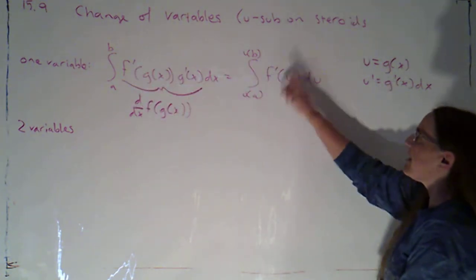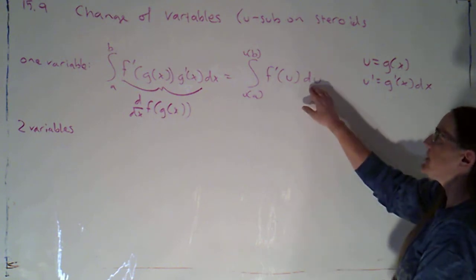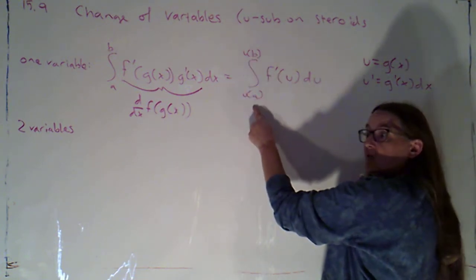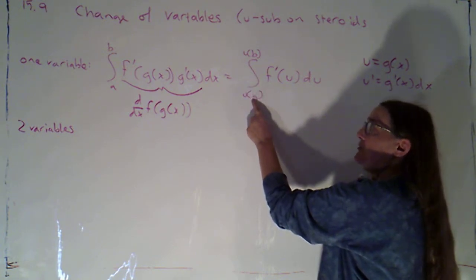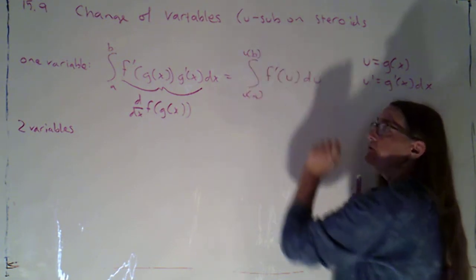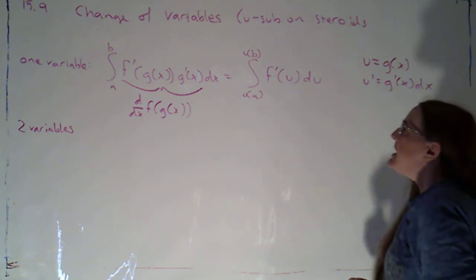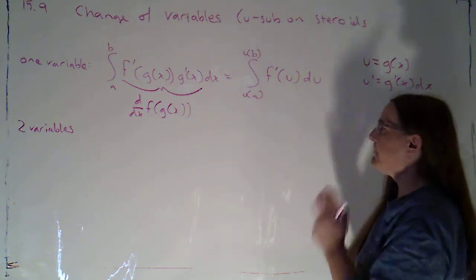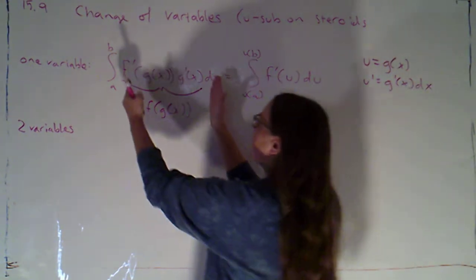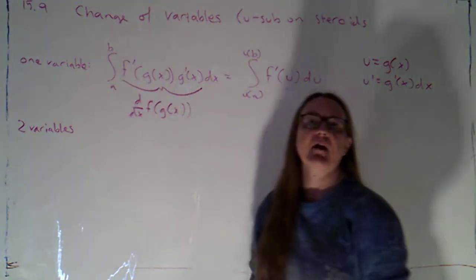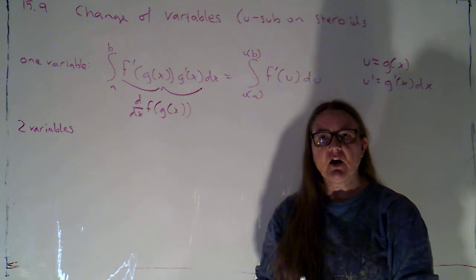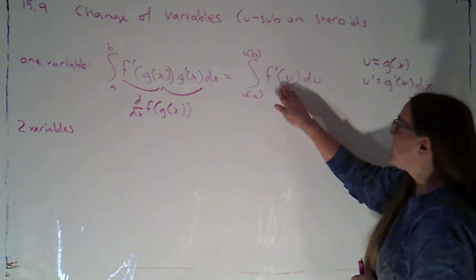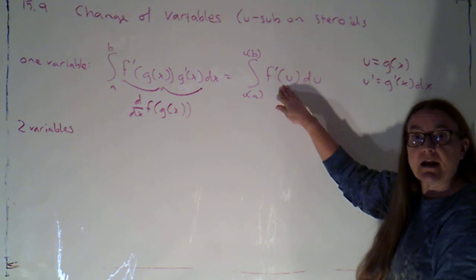So just the f prime of u with respect to u. And of course, the limits of integration change. We're going to be integrating from the u value at a to the u value at b. Now, pretty much when we do a u substitution for functions of one variable, it's because we look at the integrand and we say yuck. We don't like the integrand that we're given. We would prefer to have a simpler integrand.